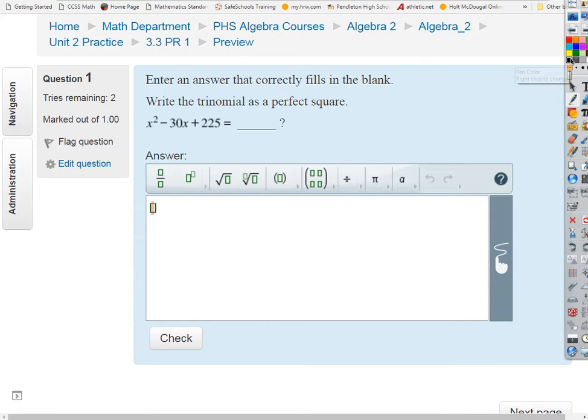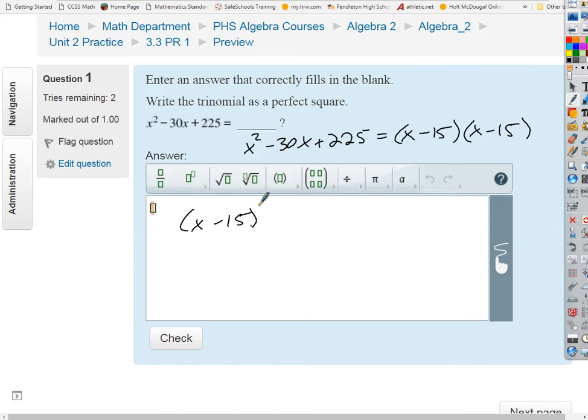And so we know that x squared minus 30x plus 225, if I were to break this apart using magic numbers, the magic numbers that would multiply to 225 and add to negative 30 would be negative 15 and negative 15. And so we'd just write this as x minus 15 quantity squared. You write that as a perfect square. Okay?